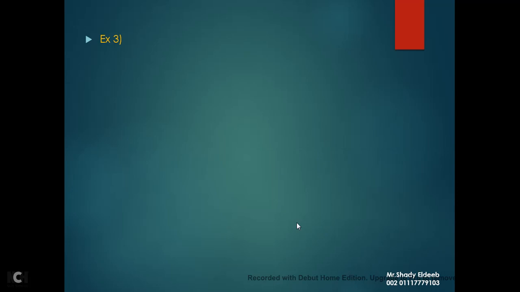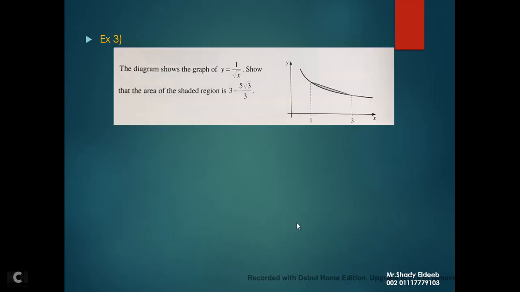Let's take the last example. The diagram shows the graph of y equals 1 over root x. Show that the area of the shaded region is 3 minus 5 root 3 over 3. Look here. The shaded region here is also the difference between A1 and A2. What is A1 and what is A2?